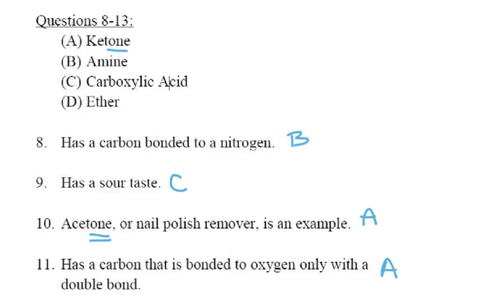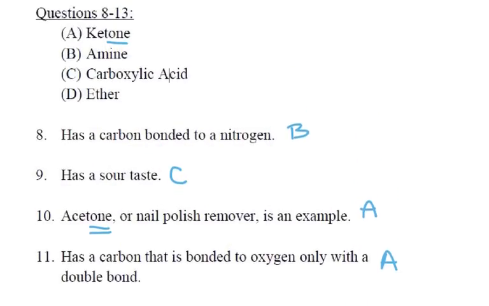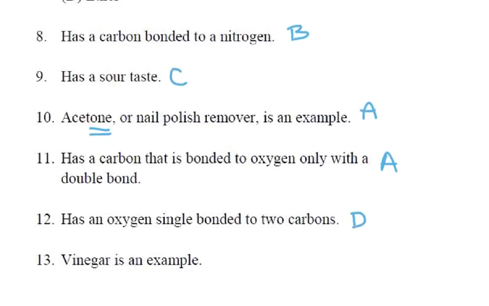Answer A. Has an oxygen single bonded to two carbons. That's an ether. Answer D. And vinegar is an example. Vinegar is a carboxylic acid. Answer C.